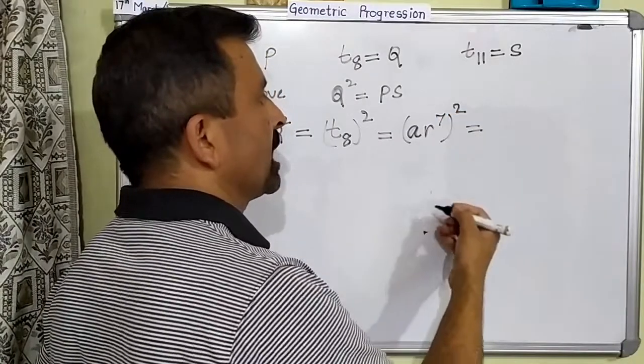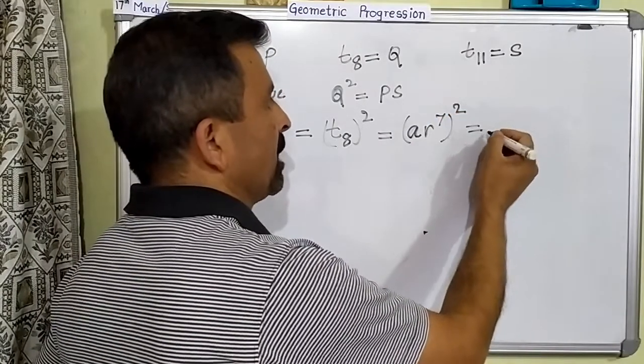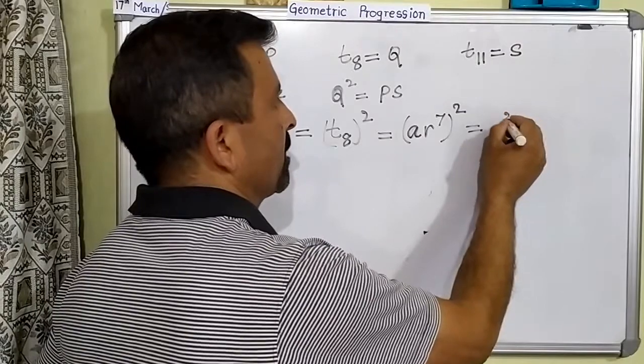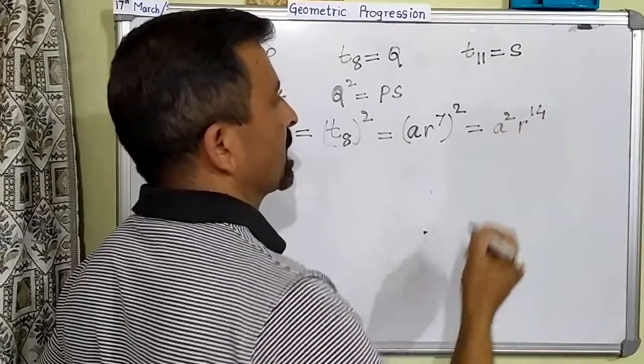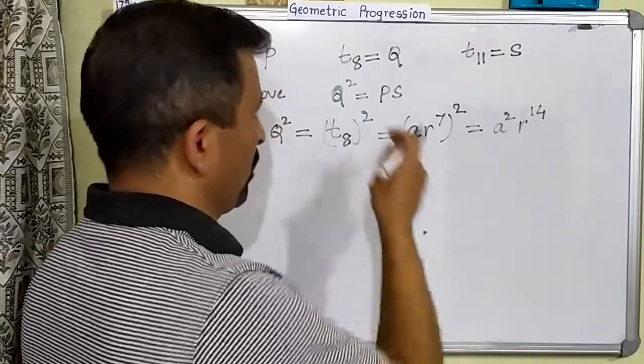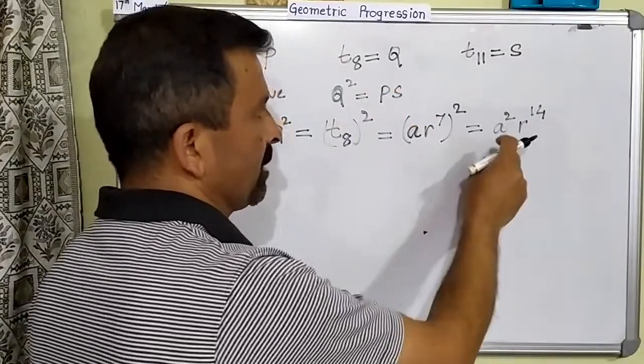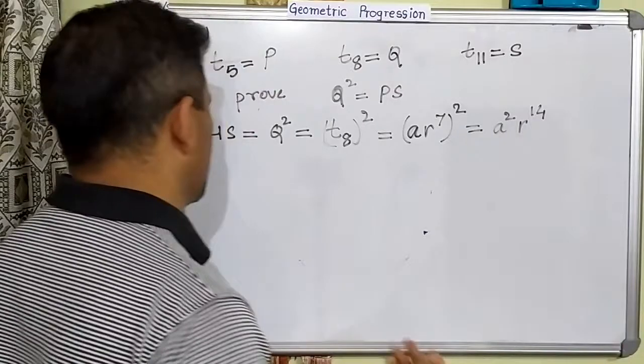Now you can open the bracket and simplify the power. This becomes A square and then R to the power 14. So this is the result of your left hand side. Now we will try to calculate the value of right hand side, and if that value also comes the same, then the question is solved.